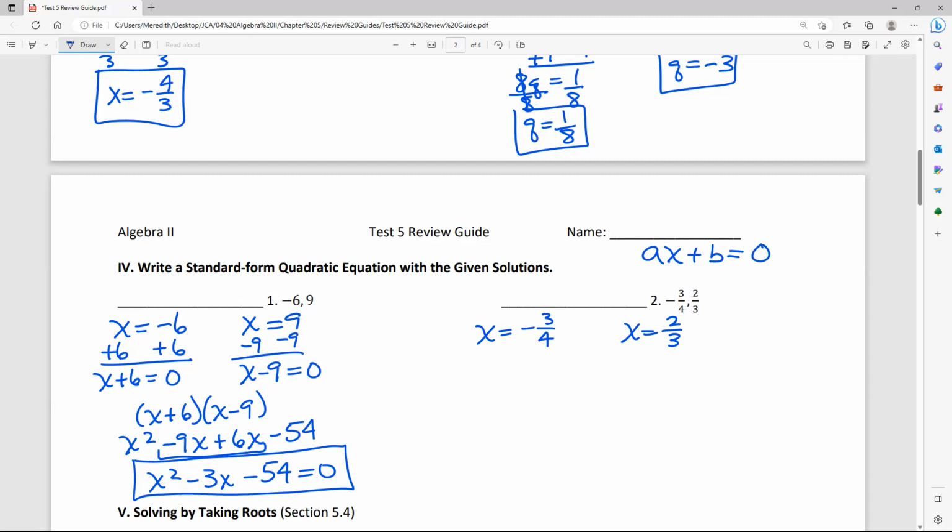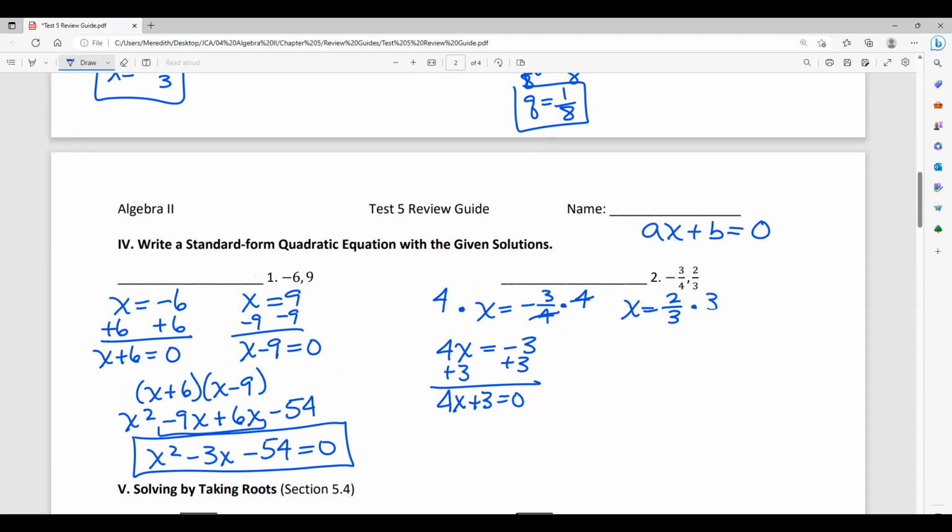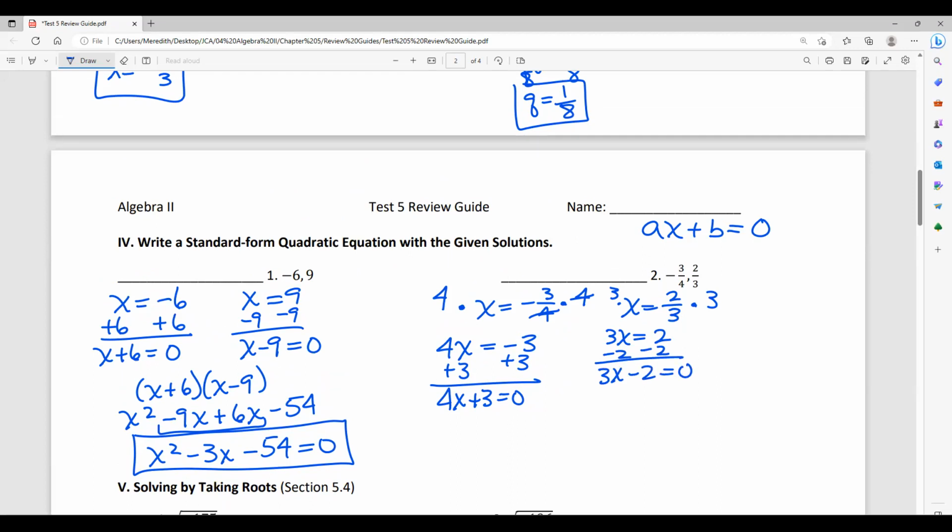So what we do is we actually get rid of the fraction by multiplying both sides by 4 in this case to get rid of that denominator. Those cancel out and we end up with 4x equals negative 3. And then we add 3 to both sides. We get 4x plus 3 equals 0. I'm running out of room. And for the next one, we have to multiply both sides times 3. So we get 3x equals 2. And then we subtract 2 from both sides, and we get 3x minus 2 equals 0.